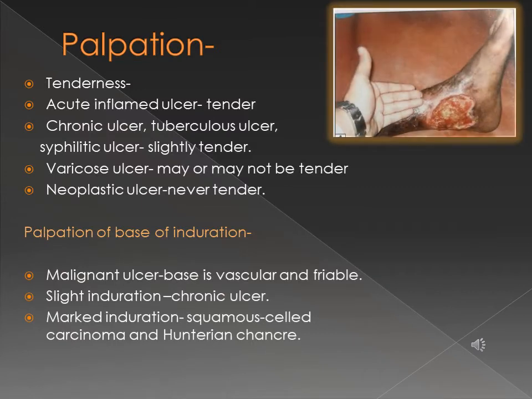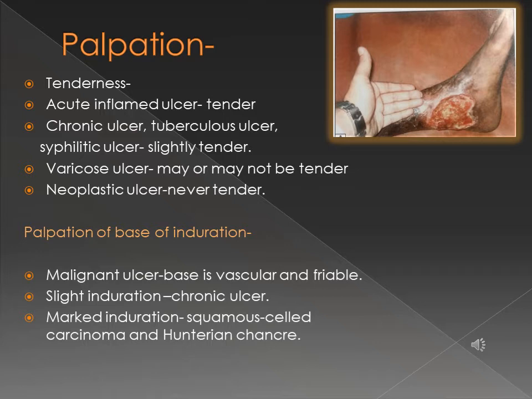Now we'll start with palpation of ulcer. We must elicit tenderness. Acute inflamed ulcer is always tender. Chronic ulcer, tuberculous ulcer and syphilitic ulcers are slightly tender, while varicose ulcers may or may not be tender. Neoplastic ulcers are never tender.